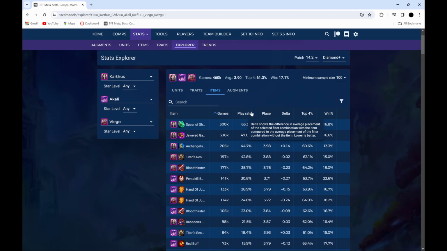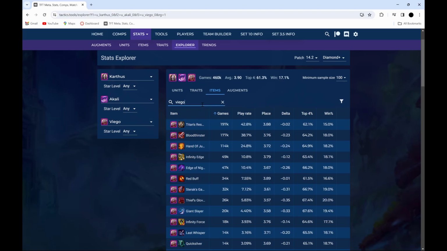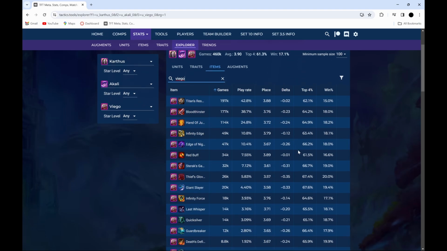So for example, let's say we're playing Carthus, Akali, and Viego. If you wanted to see what the best Viego items are, we would find that almost every single item on Viego has a negative delta. However, this does not mean that all the items are actually good on Viego. Instead, all this means is that people who have items on Viego tend to do better than those without items on Viego. So what we need to do instead here is to look at the exact number. So even though items such as Titans and Red Buff have negative delta, if you have the choice, we would probably prefer to build other items with better stats, such as Bloodthirster, Hand of Justice, and Edge of Night.